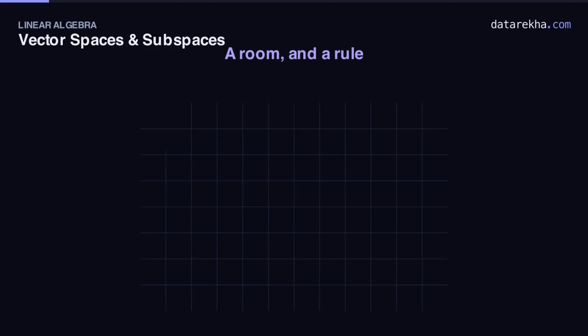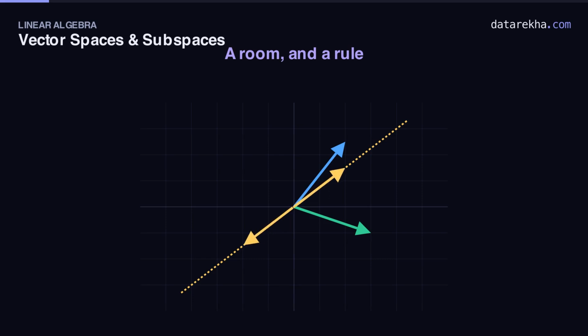Picture a big room where every single point is a vector. Inside it, you already know two moves. You can add any two vectors, and you can stretch a vector by any number. Now suppose you get picky. You say, I only care about the vectors on this one line. Nothing else in the room interests me.